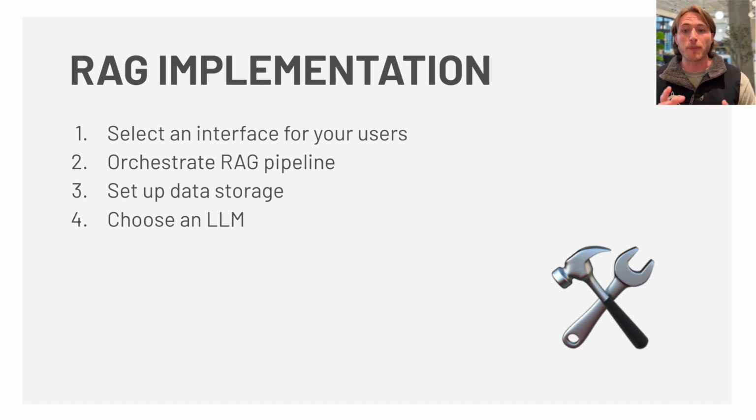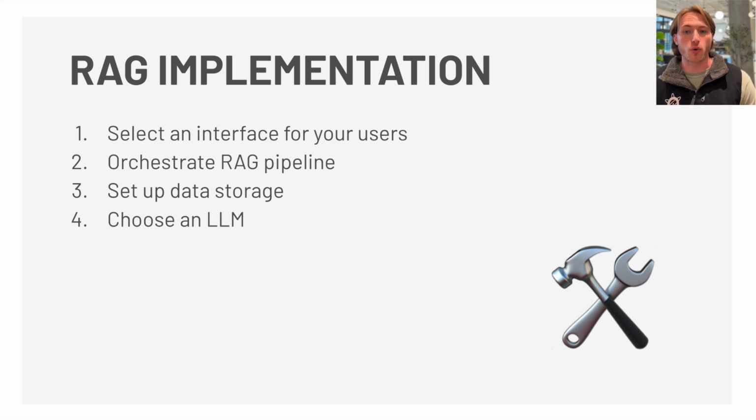Next is the RAG pipeline orchestration. This is usually located along with the user interface. So this is all of the process that happens from the start when the user asks a question. We select those documents and then we send them to the LLM and return the result. This usually all happens along with the client.